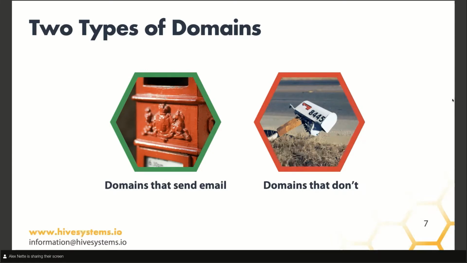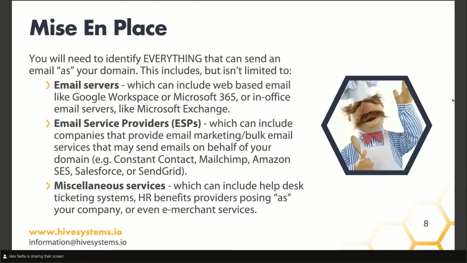This will be important because as we step through each one of these parts, there are certain records that we're going to set for the domains that send email, and there's certain records that we're going to set for domains that don't. So, looking at your mise en place, which means everything in place in the world of cooking, you're going to need to identify everything that can send an email as your domain. Again, your domain is in your email address, the part that comes after the at. So, alex.netty at hivesystems.io is our domain.